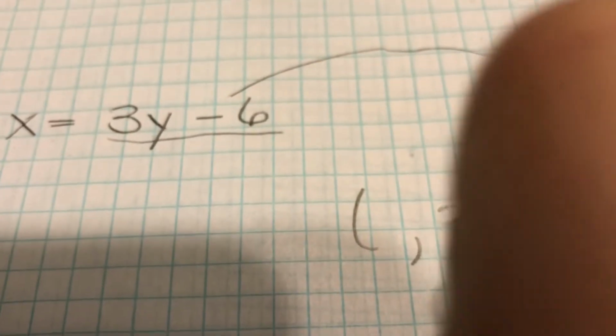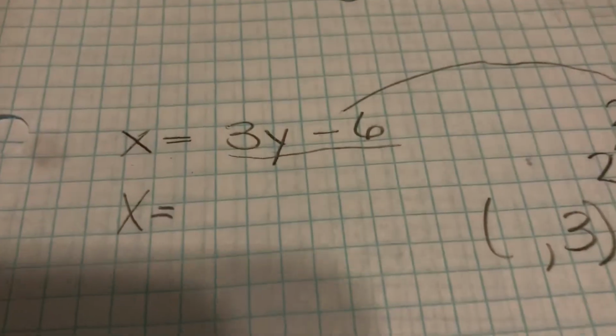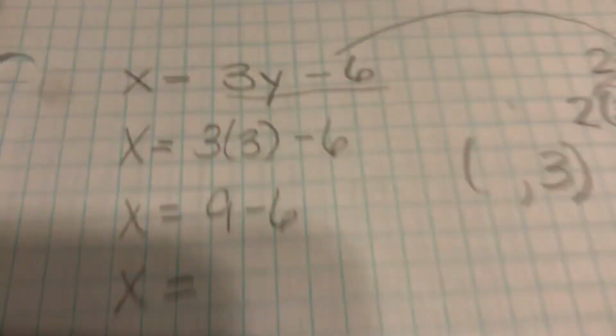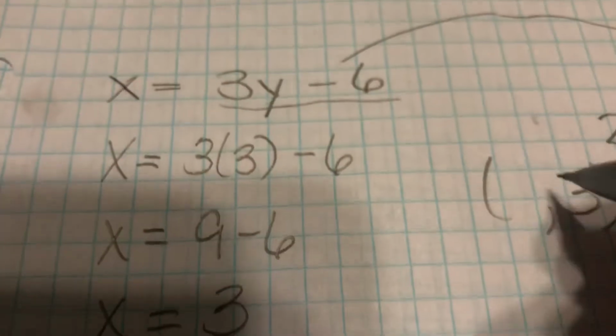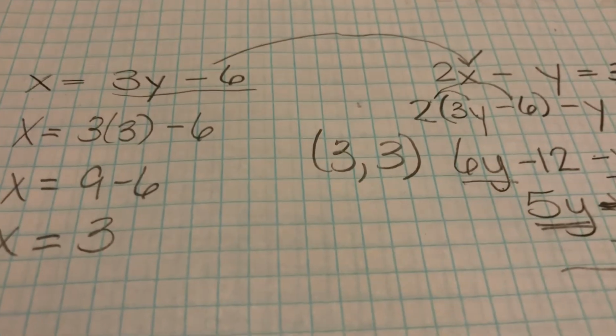So I know that in my solution set, the y is equal to 3. Now I need to know what the x is, so I'm just going to plug it in where x is already isolated. That way I have a little bit less work to do. I'm going to do 3 times 3, because my y was 3, minus 6. So x is equal to 9 minus 6, and 9 minus 6 is 3. So my solution for this system, or where it would intersect if we were going to graph it, the point that works for both of them, is (3, 3).